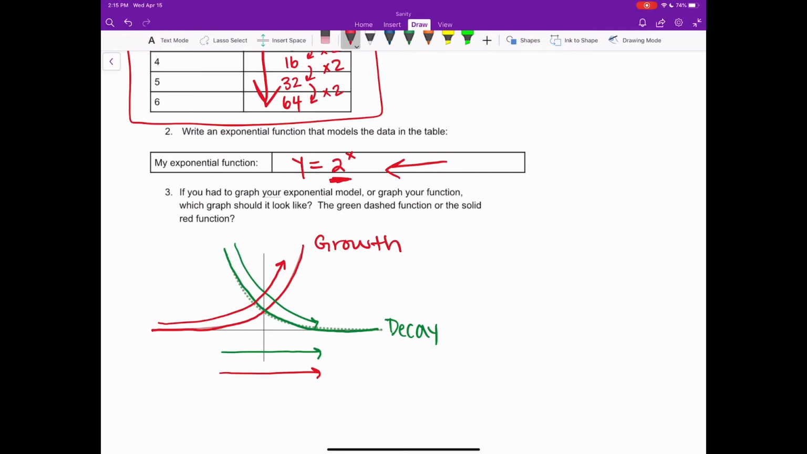So what do you think? Is it going to be the red, or is it going to be the green function that you're going to put down here? All right, if you want to type it out, if you want to write it out, however you're doing this, that's totally fine. Okay. All right, now I am on part 2, and this is the assignment part.